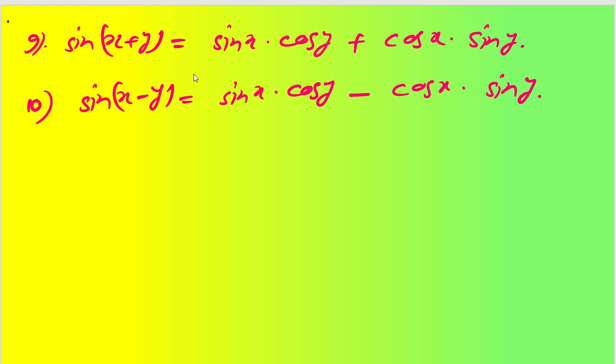Then with the combination of these two formulas we will try to understand what 2 sin x cos y will be, that will be the addition of these. What 2 cos x sin y will be, that will be the subtraction of these. Like that we will try to see.